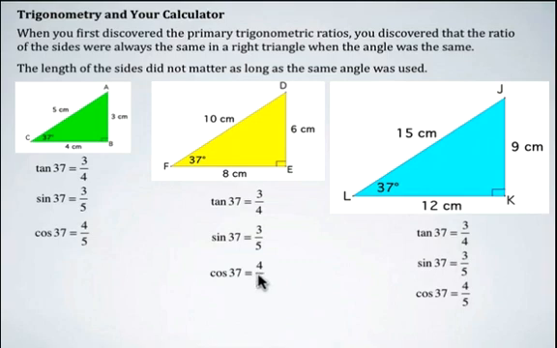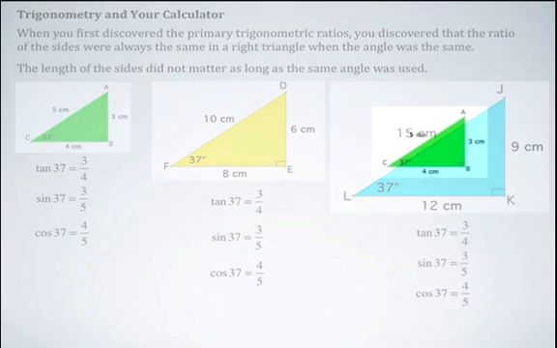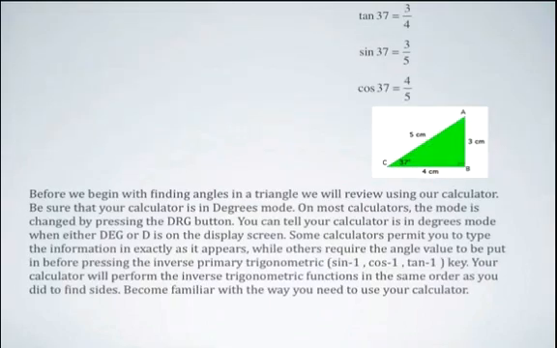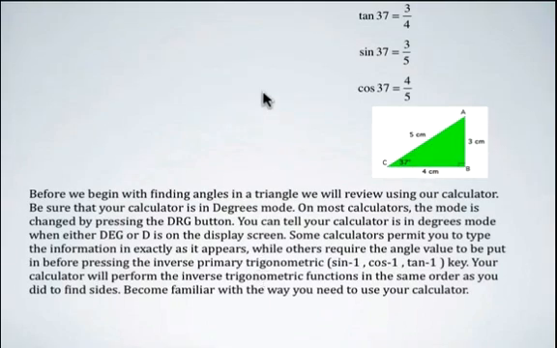over 5. So now what we have to do is practice some calculator skills, and we're going to make use of these values that we know for our 37-degree angle, and we're going to use our calculator in order to figure out, if we've got the ratio, how to calculate the angle measure. And so what we're going to do is go to our calculator.